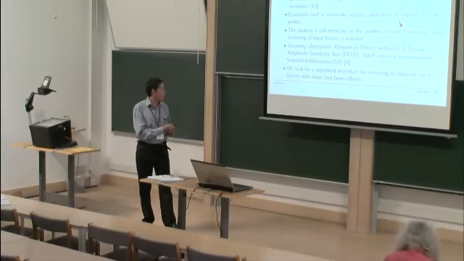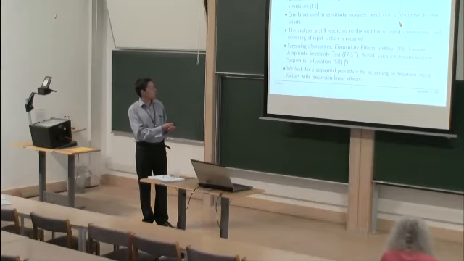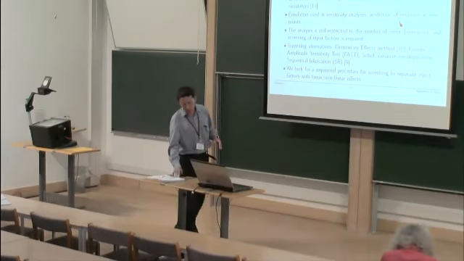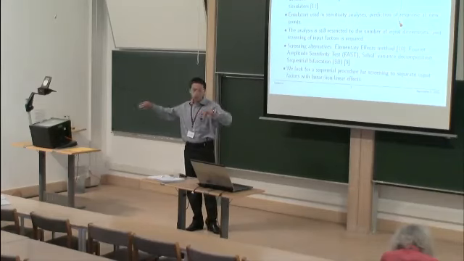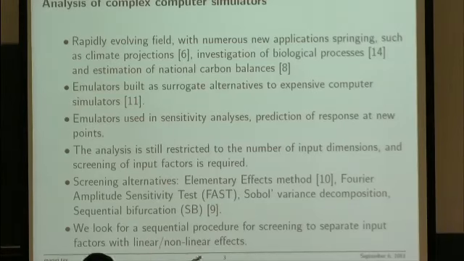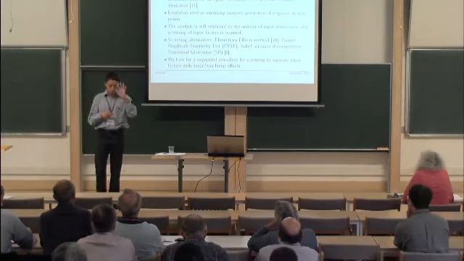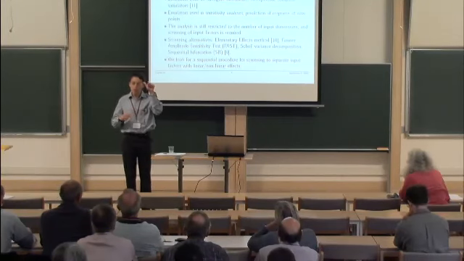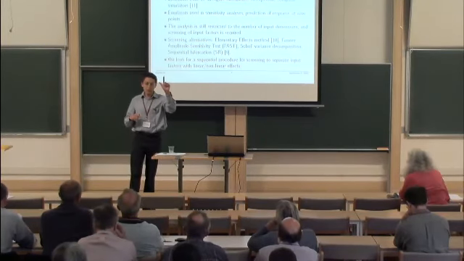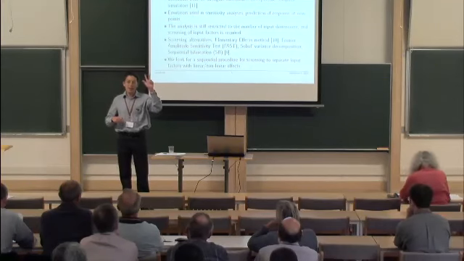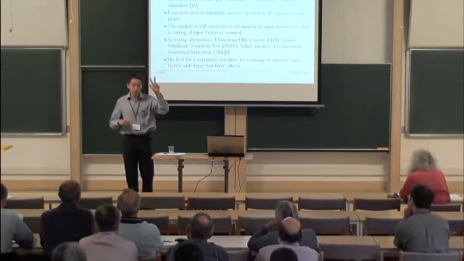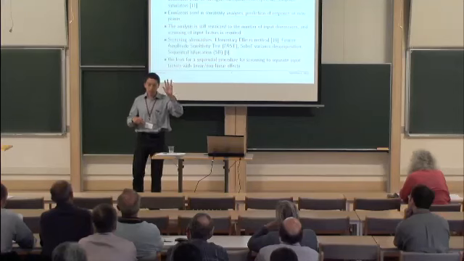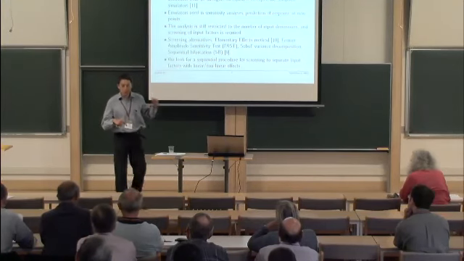What this talk is about is that we are looking for a sequential procedure for screening, and our aim is to separate input factors into two groups: those that have linear effects and those that have nonlinear effects. In what remains of my talk I would like to do five things. One would be to review the elementary effects method, then propose our sequential strategy. Third, I will mention an example using the rabies model, then a high dimensional example, and finally the fifth, let you go for your lunch.